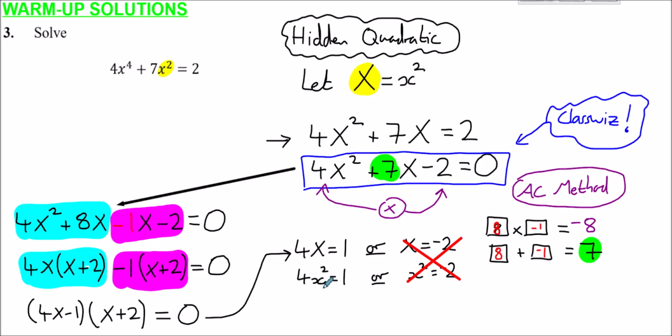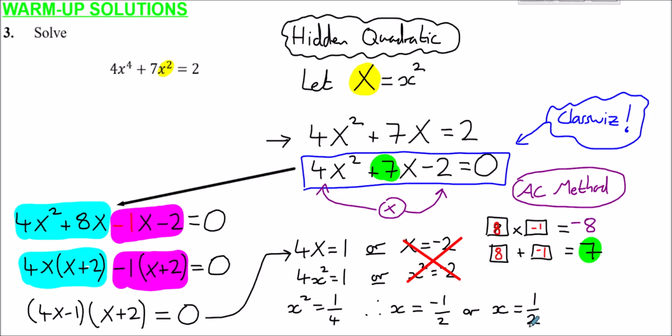So let's continue here. If we divide both sides by 4, we get x squared equals a quarter, then square root, and remembering to take plus or minus roots. So the square root of a quarter is a half, so therefore x is either going to be minus a half, or x is going to equal positive a half.